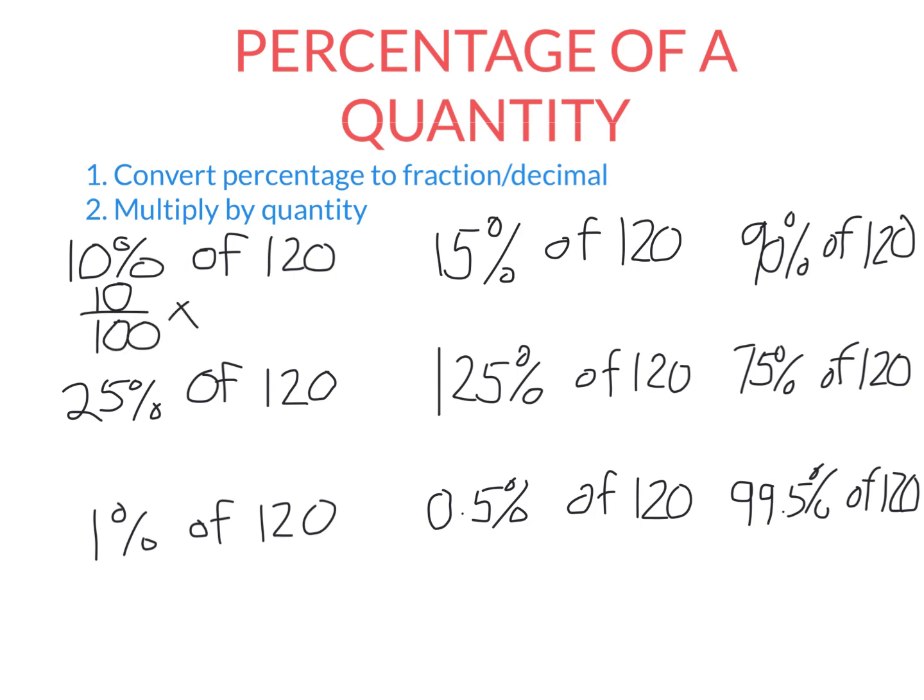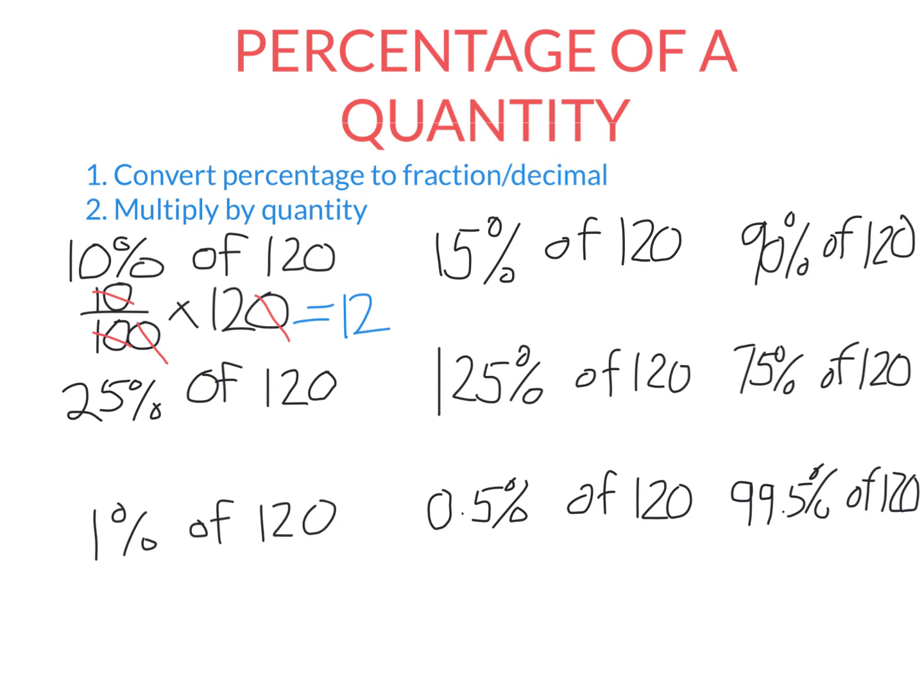So 10 over 100 times 120 is just 1/10 of 120. You can do some cancelling here. You can divide by 10, and then the 10s cancel out. Either way you do it, you're just left with an answer here of 12. 10% of a quantity is just 1/10 of it, and 1/10 of 120 is 12.